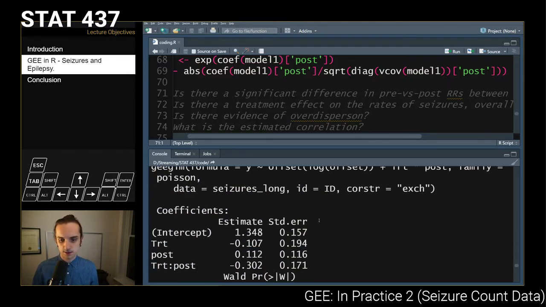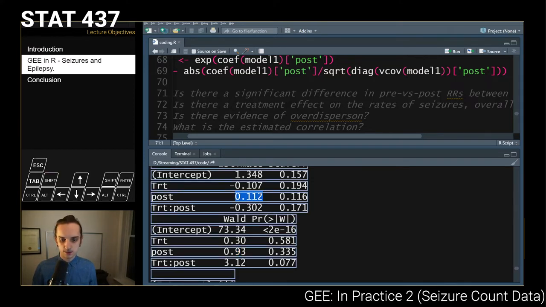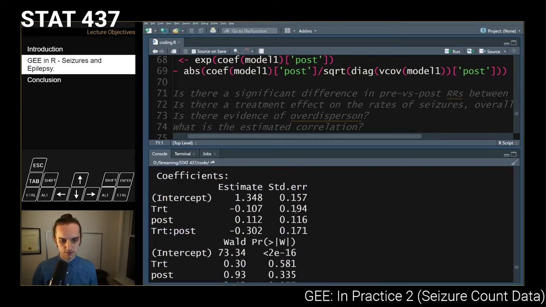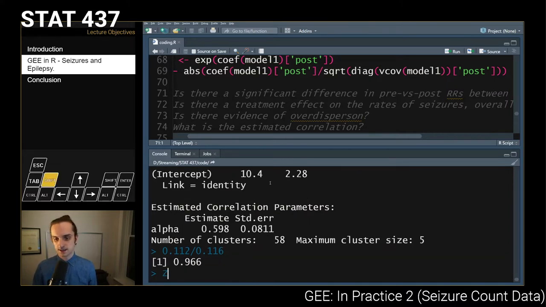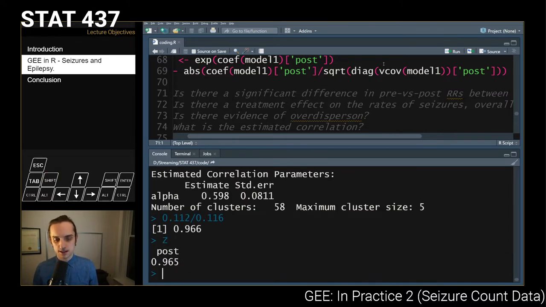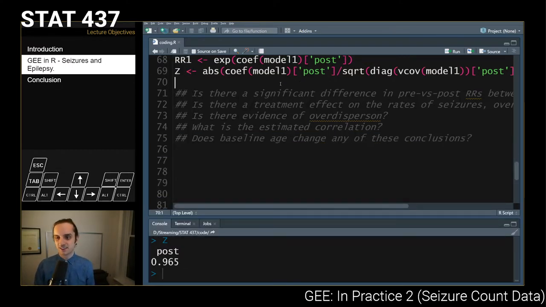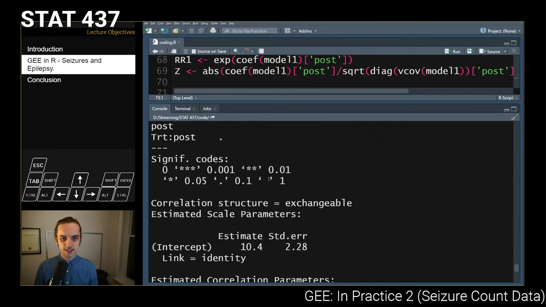we're just doing this ratio of 0.112 divided by the standard error that was estimated here of, I believe, 0.116, right? And so you get that 0.966, Z slightly different because of rounding, but that's all we're computing there. And if we want to test whether this is significantly different from zero, then our p-value is going to be twice 1 minus the p-norm of our Z value here. And you can see the p-value 0.335, which is exactly the p-value reported in our summary table.